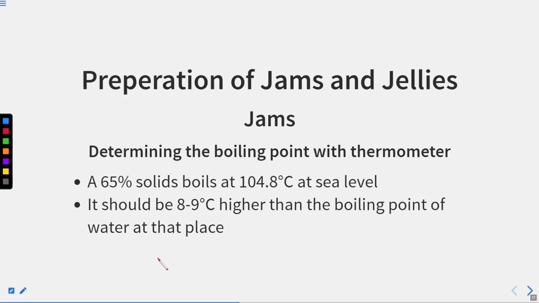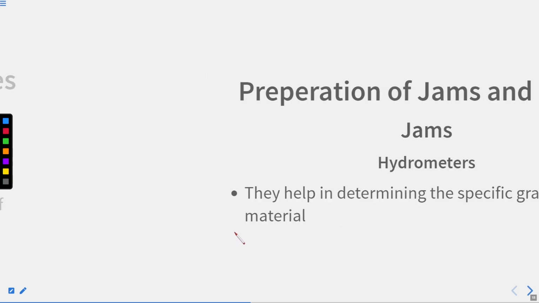A 65% solid solution boils at 104.8 degrees centigrade at sea level. It should be 8 to 9 degrees centigrade higher than the boiling point of water at that place. So this is the temperature.